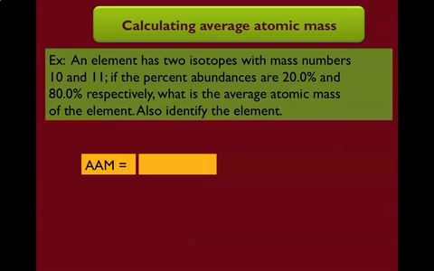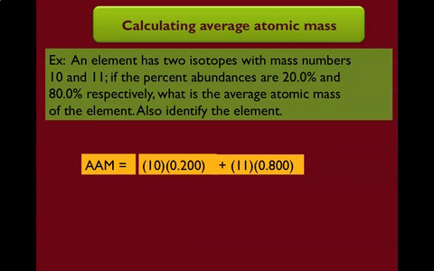Okay, so first we're going to take the mass number and multiply it by the percent. So the 10 goes with the 20%. When it says respectively, that means it's going in the same order. And we have to change 20% to a decimal, which means we slide the decimal place over 2, so we get 0.2. So we're just going to multiply those two together.